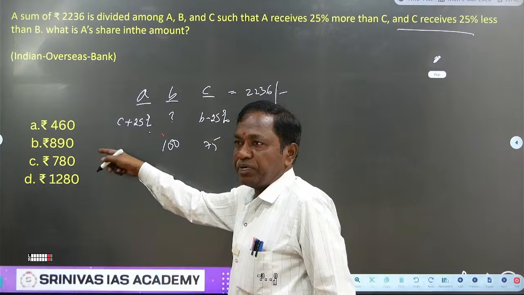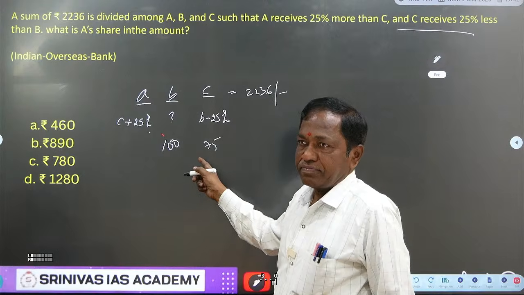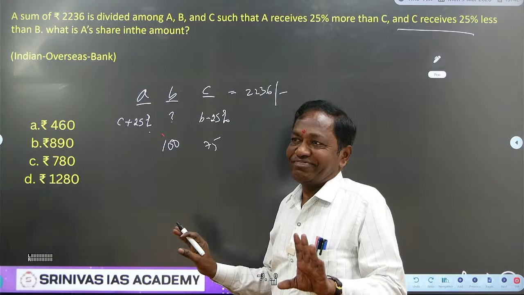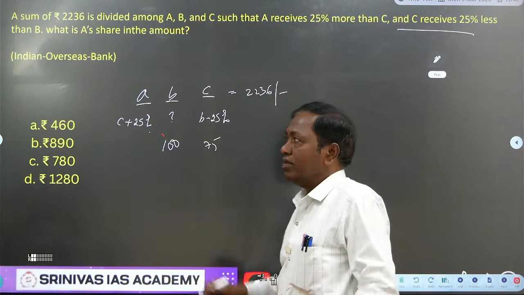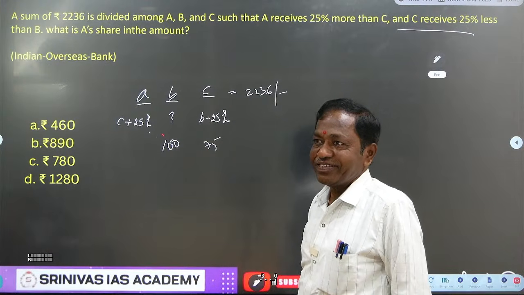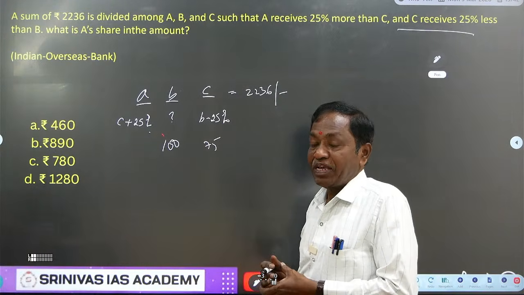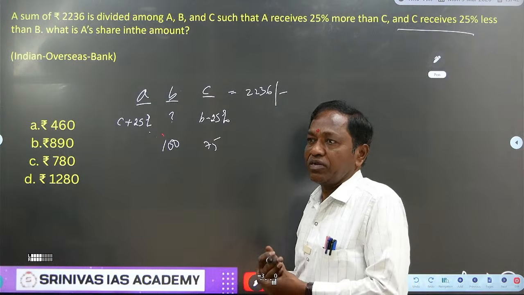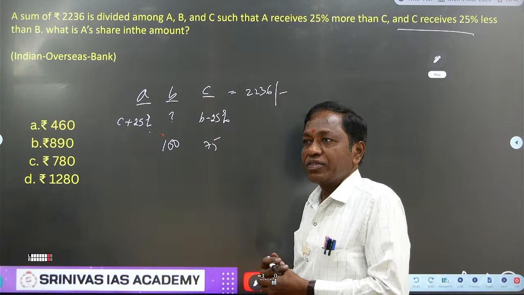Here C plus 25%, again a fraction will start. Sir, but can we assume 100? You can assume 1 also, according to your convenience. You can even take 100 or 1 lakh. They have given 2236, but what is the ratio of C? You have to convert into ratios. How do you divide? You can divide that amount only in a ratio. First, if ratios are known, then you can do the calculations. What is the ratio of A? How much ratio should I give? That much money is available.